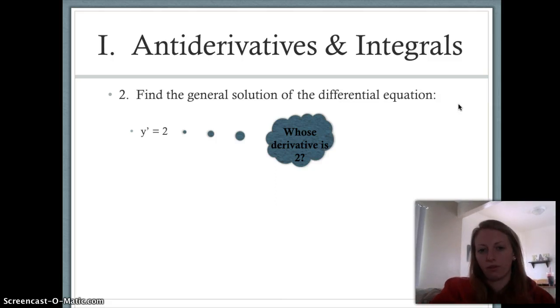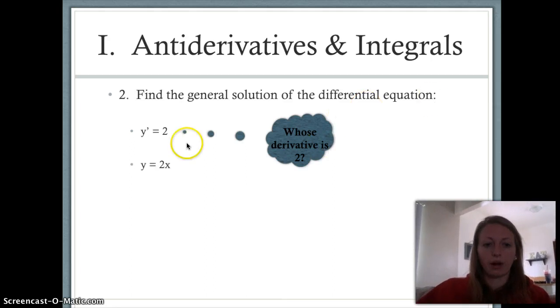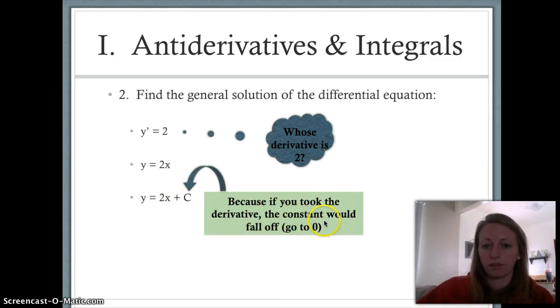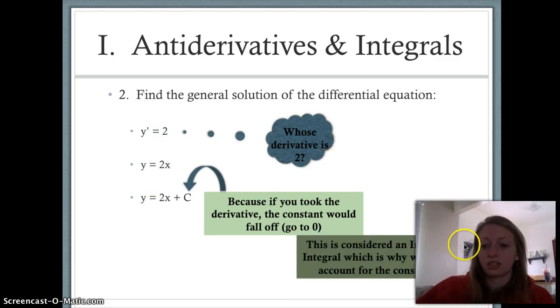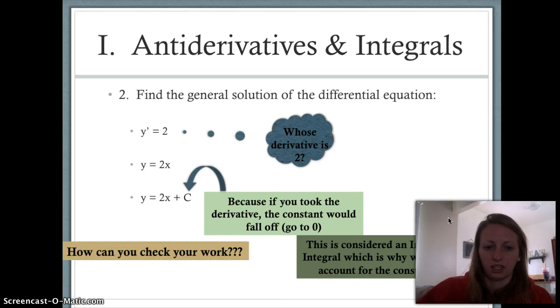So what would the function be whose derivative is 2? If you took the derivative of a function and just got 2, we should know that y would equal 2x or 2t, whatever our variable of integration is right here. Again, you have to add this c on, because if you took the derivative, the constant would fall off. It would go to 0. So the derivative of y equals 2x plus c is y prime equals 2. This is considered an indefinite integral because we always have to attach that constant c to the end.